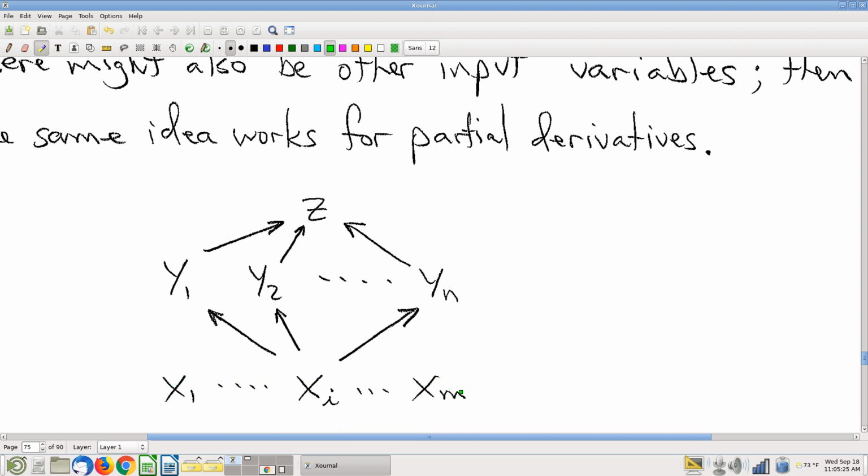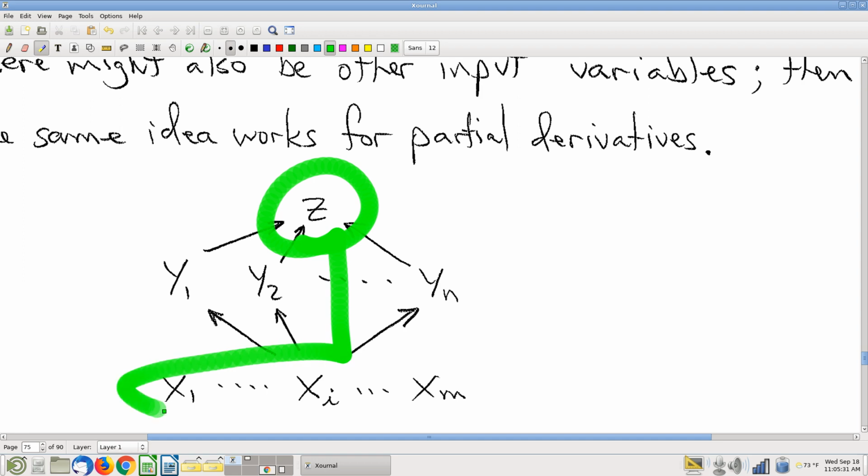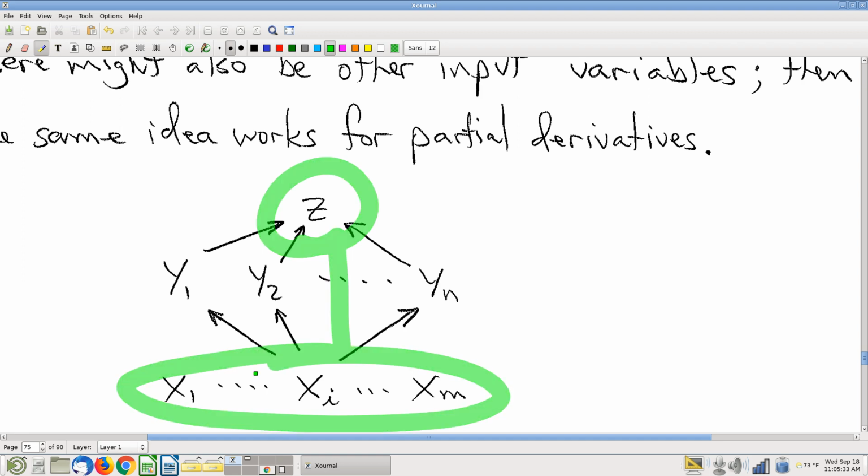You can no longer ask for what is dz dxi, because z is not a function of just xi in the composition. In that composition, z is a function of a bunch of different variables. Right, so what you could reasonably ask is, what's the partial derivative? Namely, let's suppose I hold all of this stuff constant. And then I could reasonably ask in this composition, what's the partial derivative of z with respect to xi? That's a reasonable question you can ask.